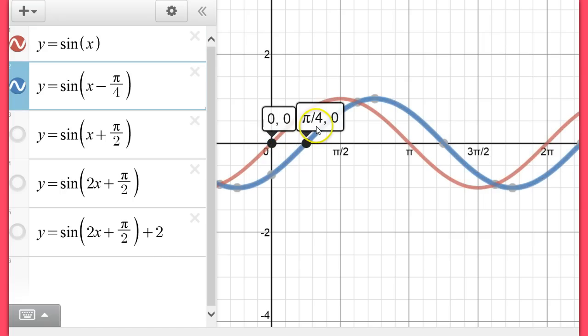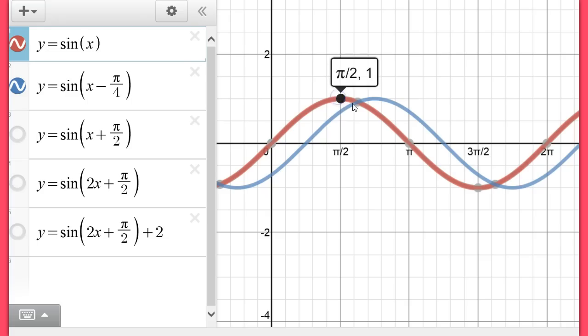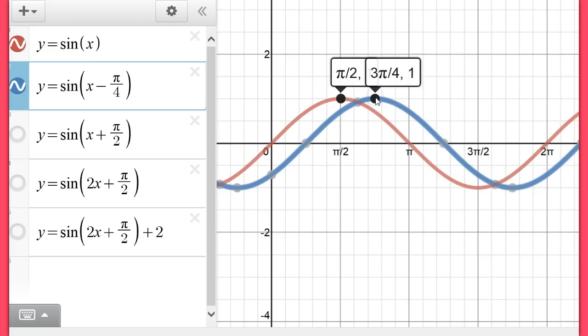Now I'm at pi/4, 0. So everything has been shifted right pi/4 units. If I take a look at our maximum here, which was at pi/2, now it's going to be at 3 pi/4. So everything again is shifted over to the right, exactly pi/4 units.